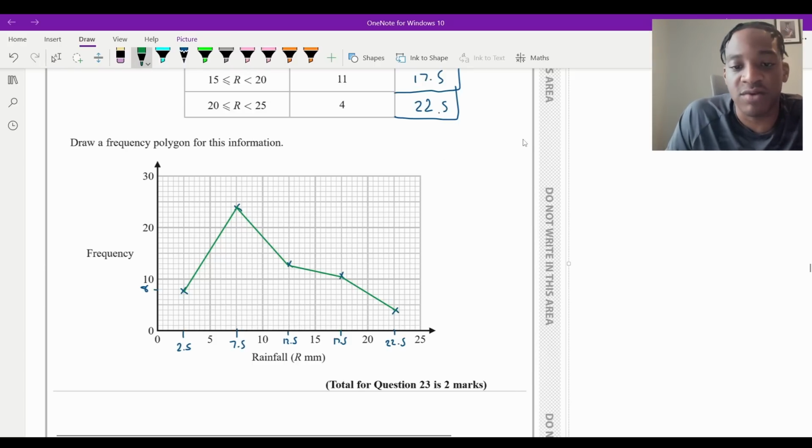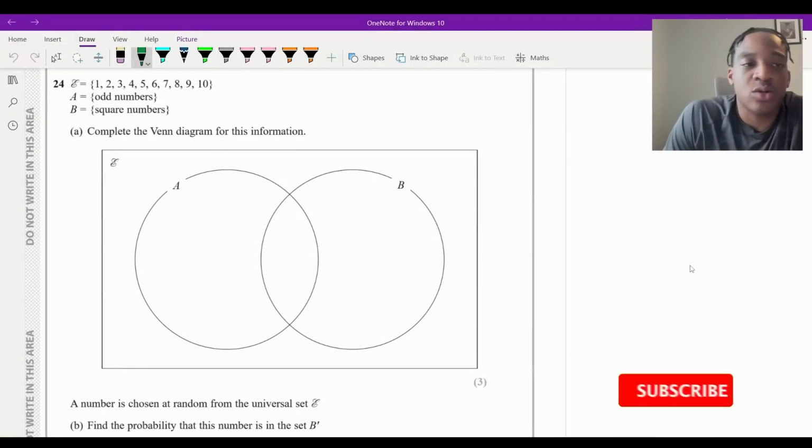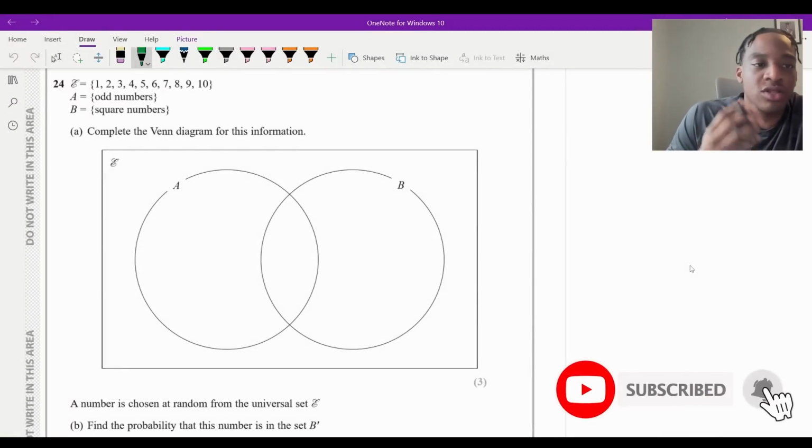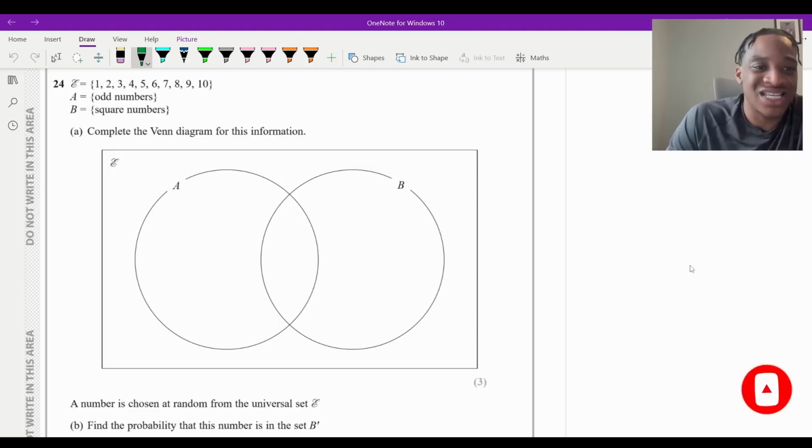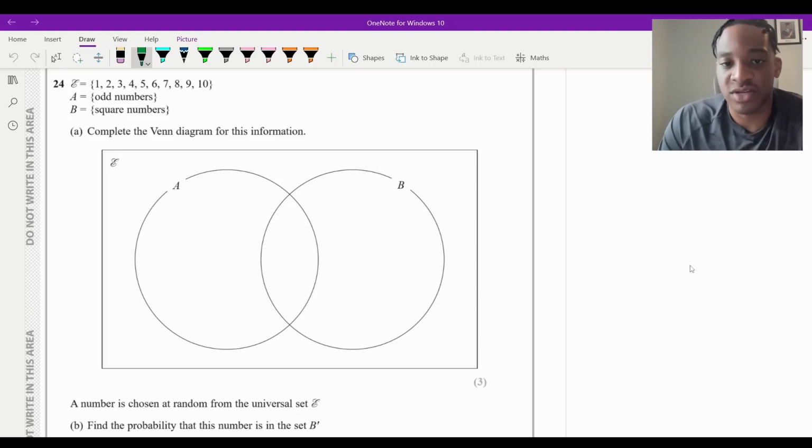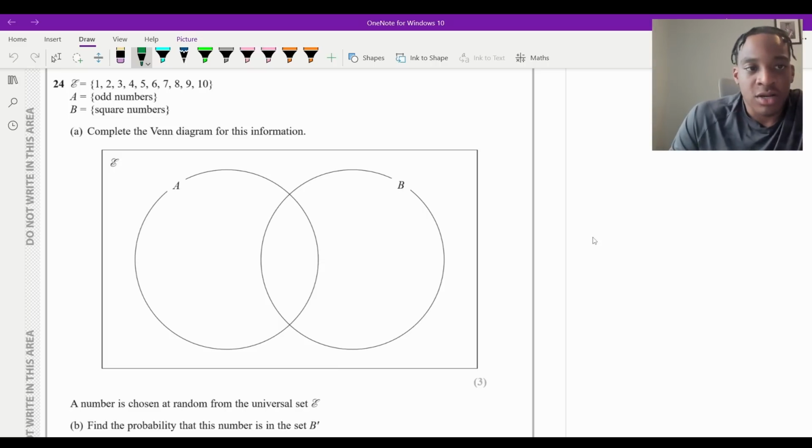And that's question 23. Okay, so question 24 says we've got the universal set from 1 to 10. And the set A is odd numbers, set B are square numbers, and for part A, we need to complete the Venn diagram for this information. Now, with these types of questions, they like to describe the set as opposed to actually putting the numbers that would go there. So the first thing that we need to do is actually figure out what the numbers are.